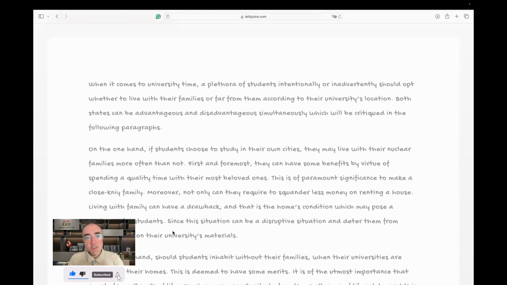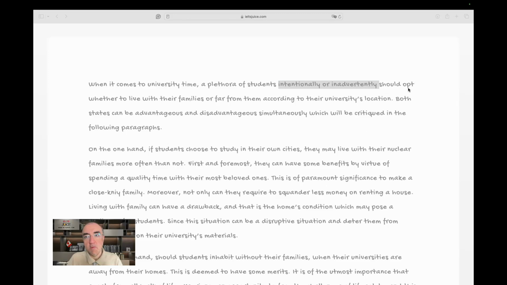When it comes to university time, a plethora, oh, lovely, of students intentionally or inadvertently. I love both words, intentionally, inadvertently. I'm already intrigued by the vocabulary. I need a comma here and here, intentionally or inadvertently, which means unintentionally. So you put these two between a bracket and comma, and then you continue.